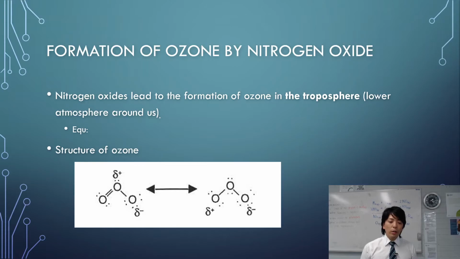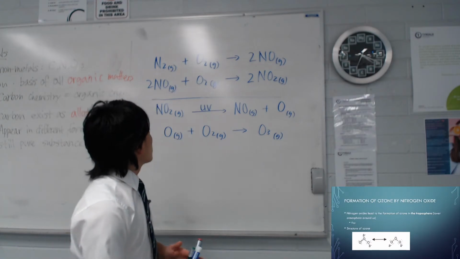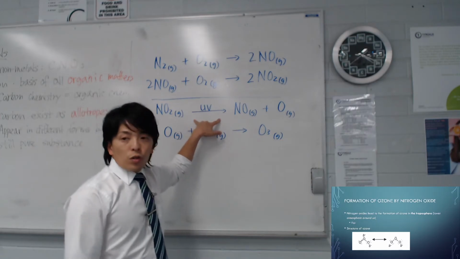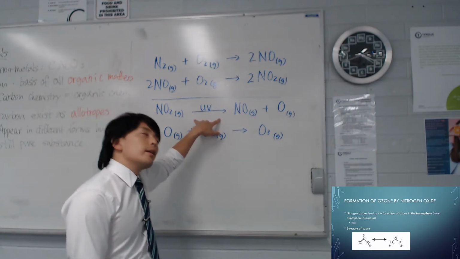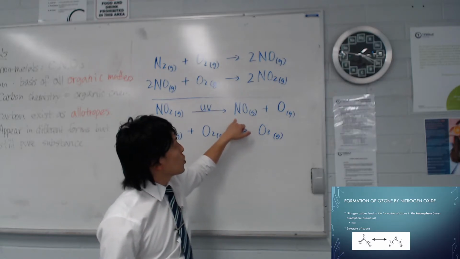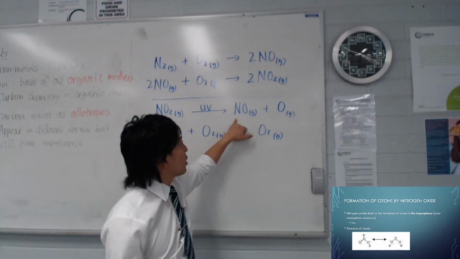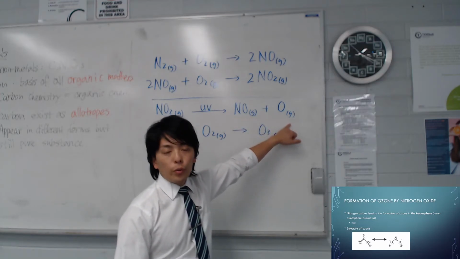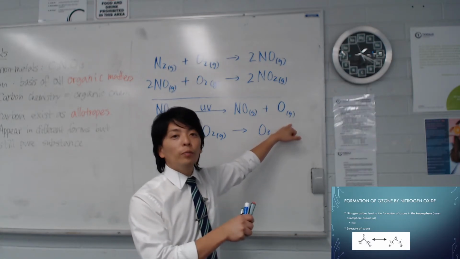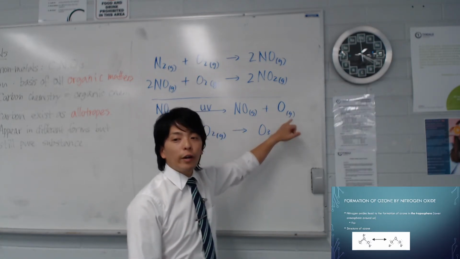Nitrogen oxides lead to the formation of ozone. So here's where we write the equation. There are actually two steps to it. Nitrogen dioxide gas, if it's exposed to UV or intense sunlight, would break down to nitric oxide, NO gas, plus O2. Oh, sorry, not O2. This is just O. Oxygen atom on its own with just one electron floating around.